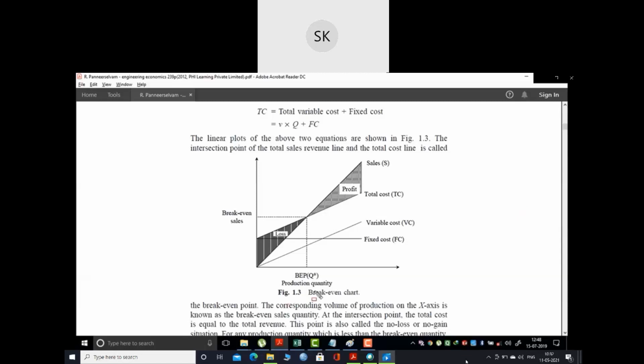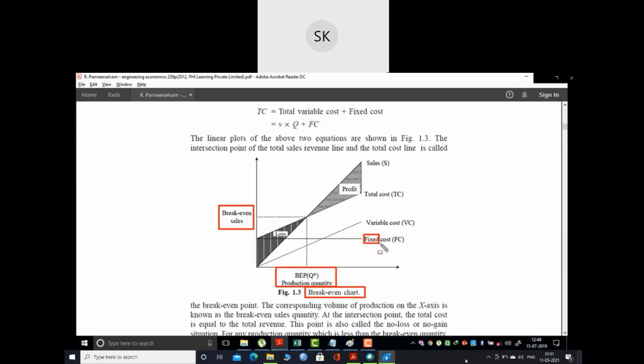Okay, so let us discuss the break-even chart in detail. So this is the break-even chart. The y-axis is the break-even sales and the x-axis is the production quantity. So this is the independent parameter and this is the dependent parameter, and this dependent parameter is dependent on the independent parameter. That means always when you draw a graph, the quantity at the x-axis is the independent parameter and the quantity at the y-axis is the dependent parameter. So in this case, production quantity becomes the independent parameter and the sales is dependent on the independent parameter. That means the break-even sales is dependent on the production quantity.